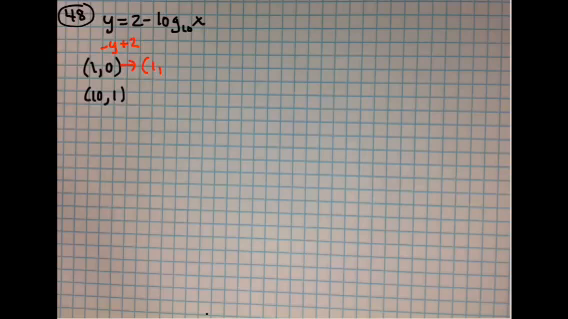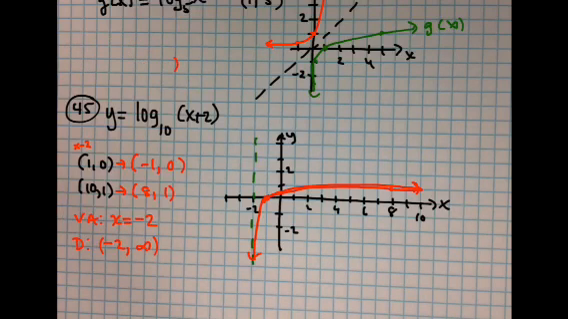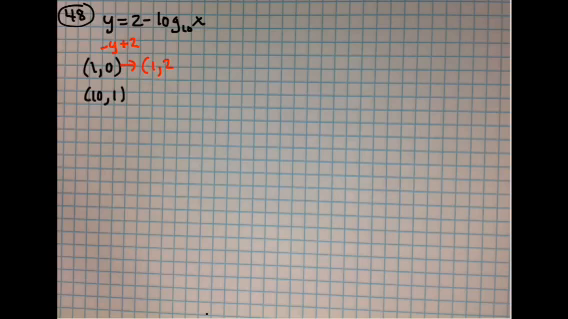So it's going to be 1, 2, and then 10, -1 plus 2 is 1. And the vertical asymptote is x equals 0 because h is 0. And the domain would be, well, let's graph it first, then I'll answer the domain.